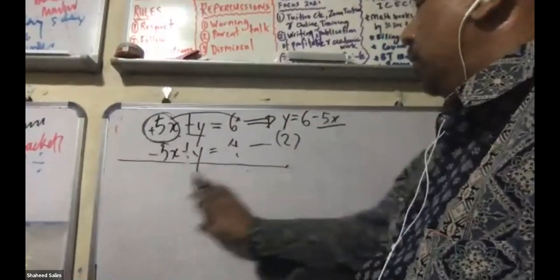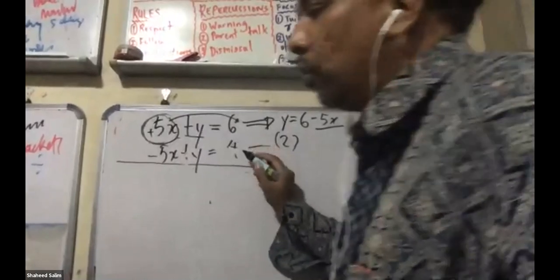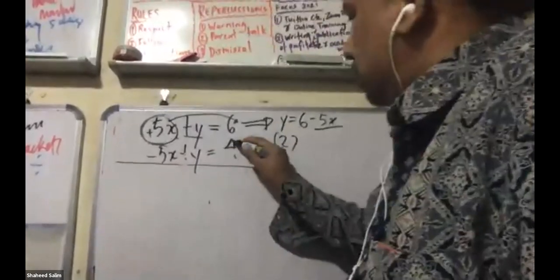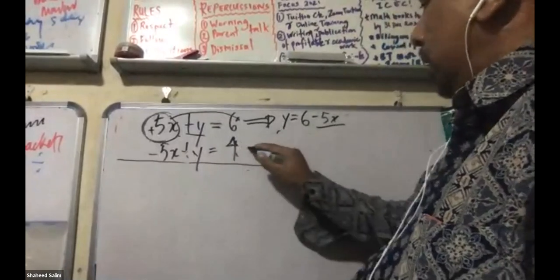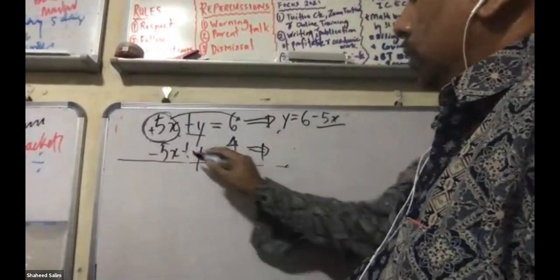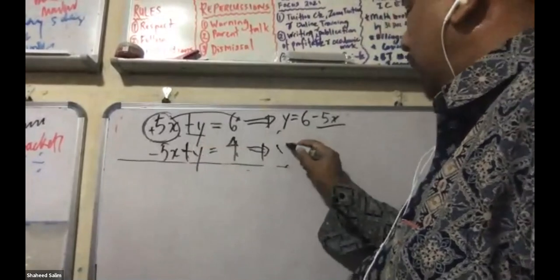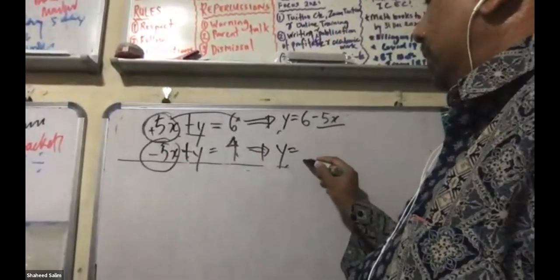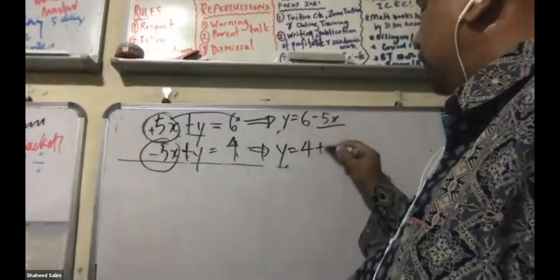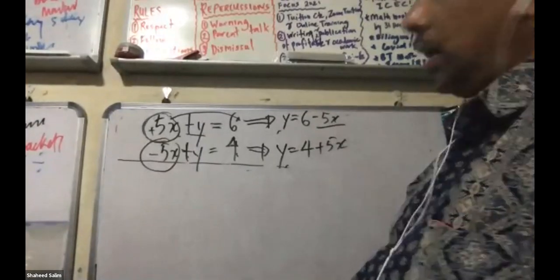So same thing now. Down here, this is equals to 4. Equals to 4, yes. So now you change like that. Okay, if you want, you do it like that. Down here, plus y, right? Y minus 5x, you bring over, becomes plus 5x. So 4 plus 5x. Okay.